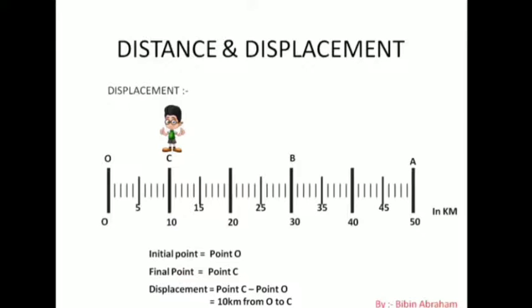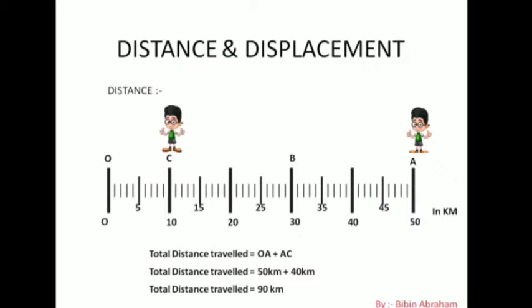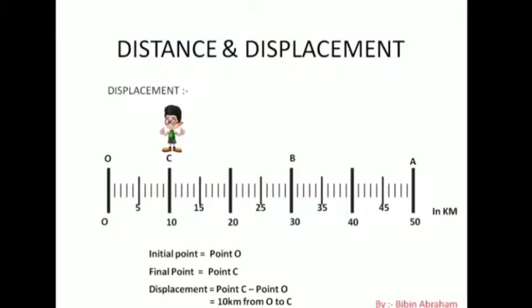In the previous example of distance, you can say I have traveled 90 kilometer, but after traveling 90 kilometer, where did you reach? Point C, which you could have reached comfortably by traveling 10 kilometer, right? So displacement gives you distance with direction, right? You have traveled 10 kilometer from point O to C, right? Now I hope this is clear.